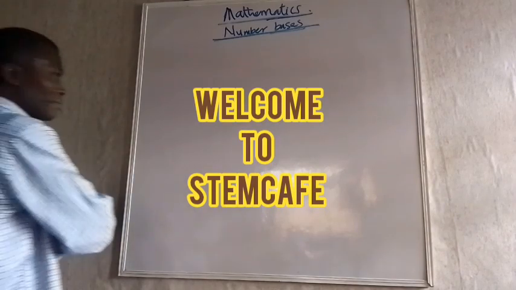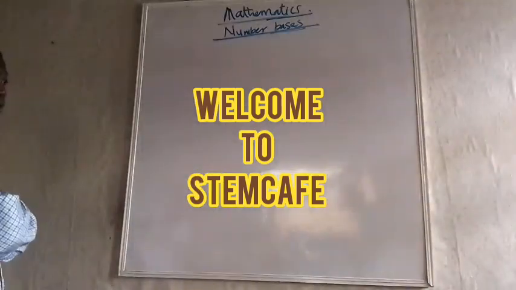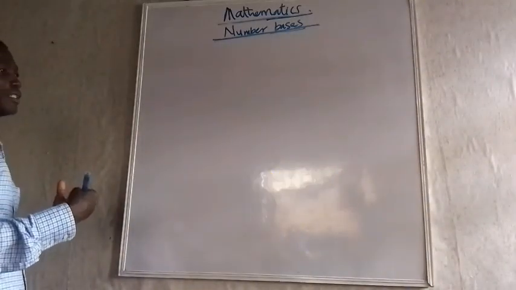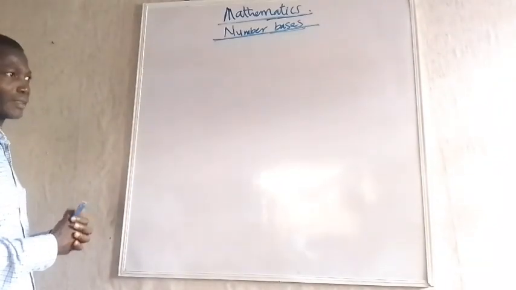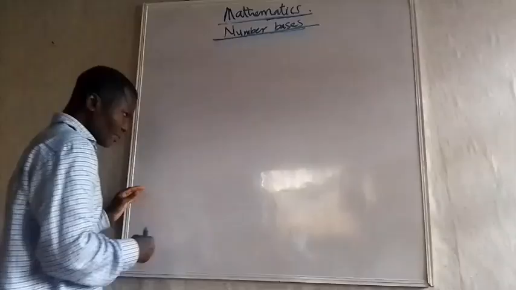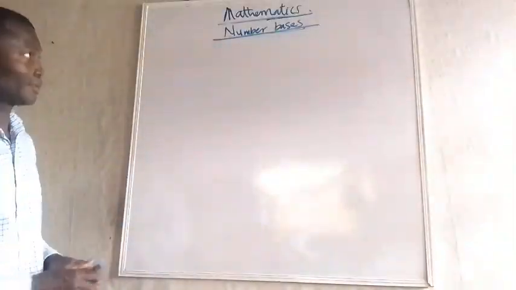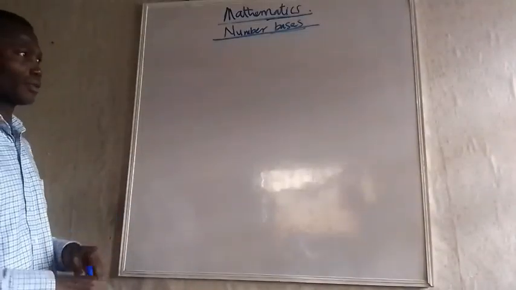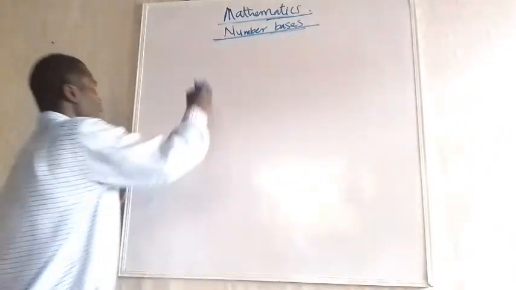Today we are treating number bases. Number base is about the number system, where we handle numbers based on a certain configuration, combination of numbers, and the level or extent of the numbers you can arrange together. How do I mean? The general number system we are used to is the decimal system.